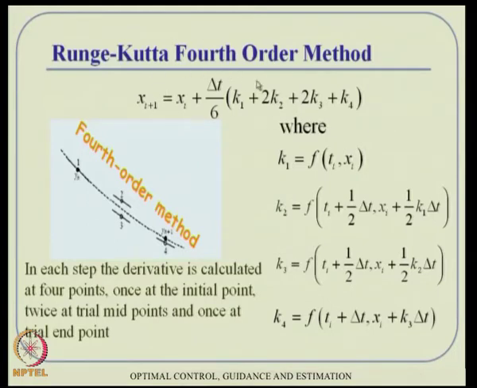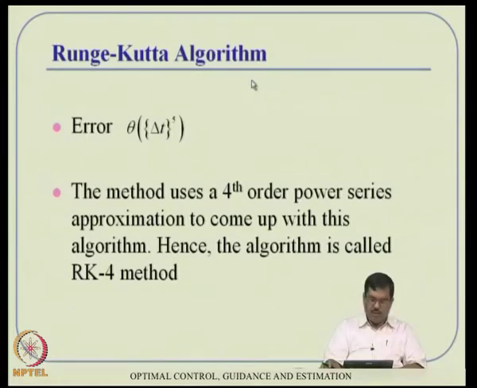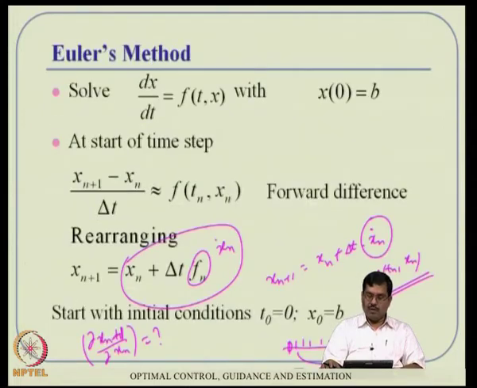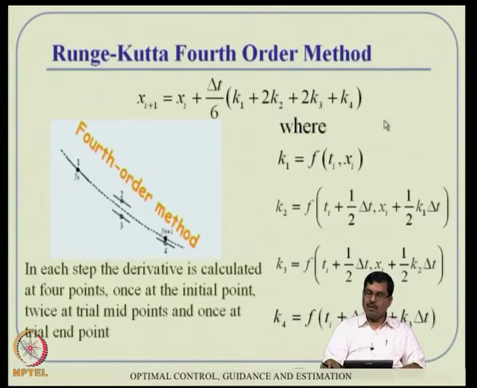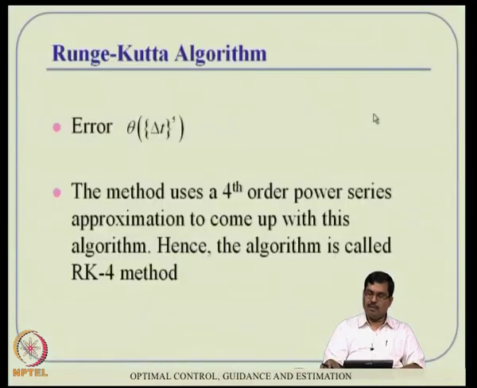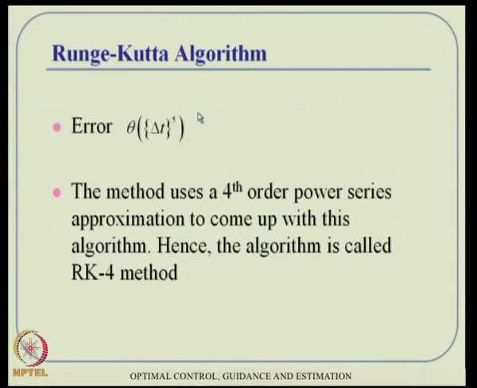Essentially it turns out that the fourth order Runge-Kutta algorithm has error of order delta t to the power 5. That means it is highly accurate compared to that. Remember Euler integration had accuracy of the order of delta t square only. Now that square has gone to power 5, so it is much more accurate.